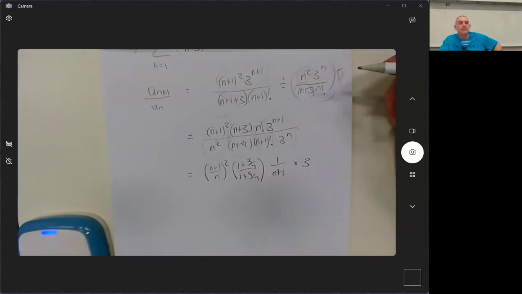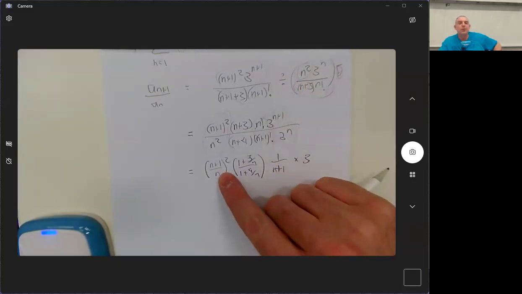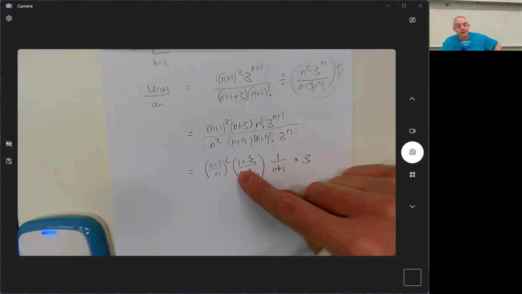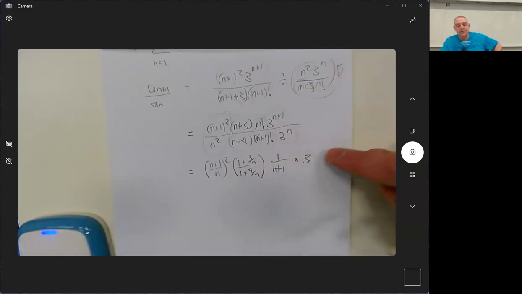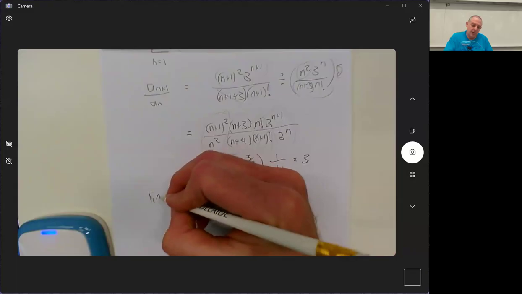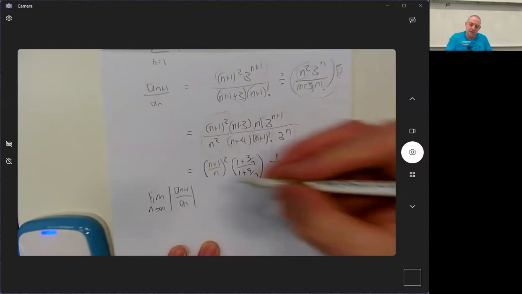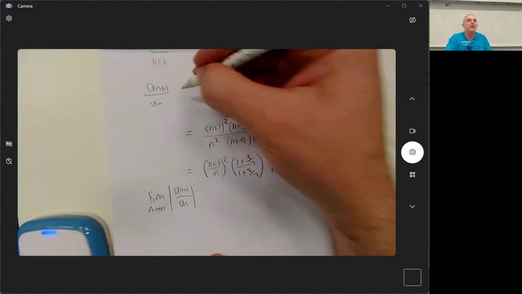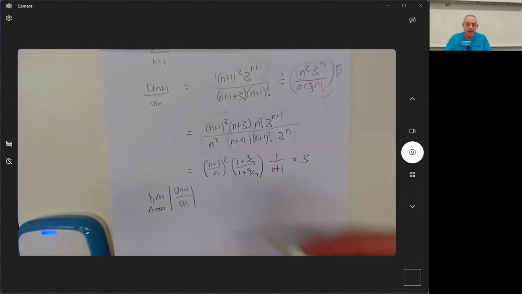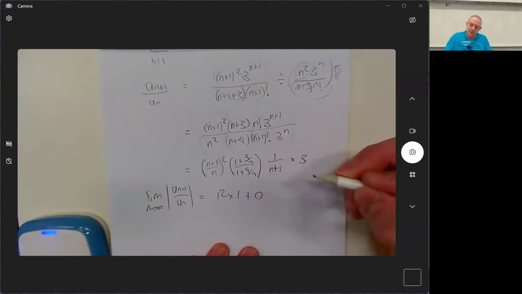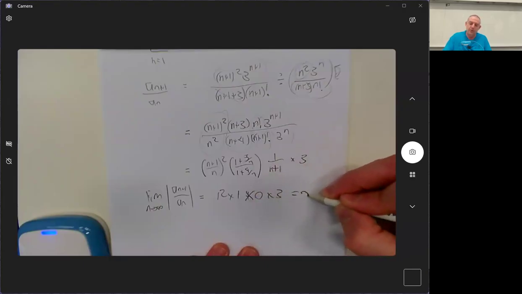And look at that. This limit is 1. Technically I can divide them top and bottom by n if I want. This limit is also 1. This limit is 0. This limit is 3. So the limit as n goes to infinity of a(n plus 1) over a(n) is 1 squared times 1 plus 0 times 0 times 3, which is 0. Oh, I should have done an absolute value back there, but they're all positive anyway, so it's okay.